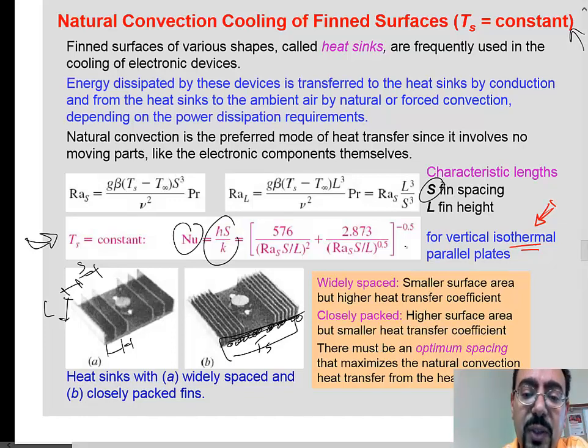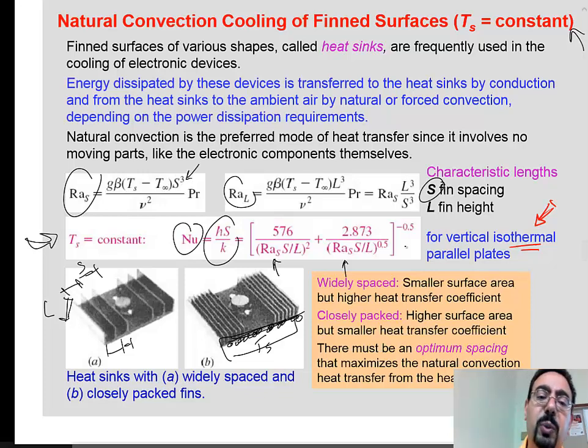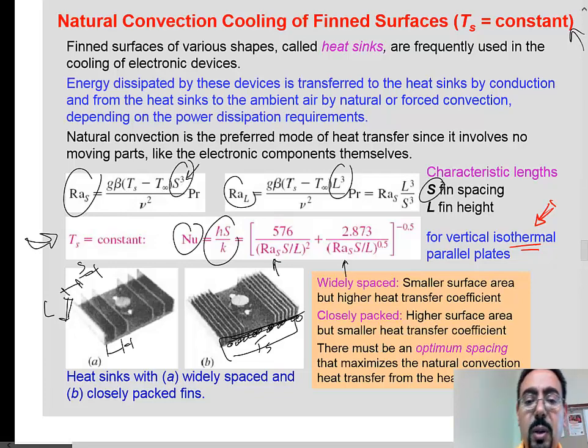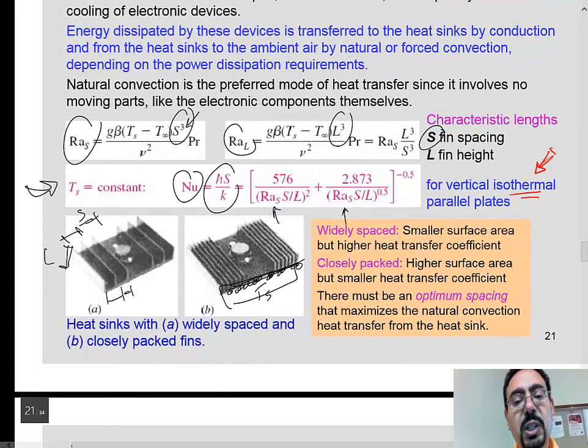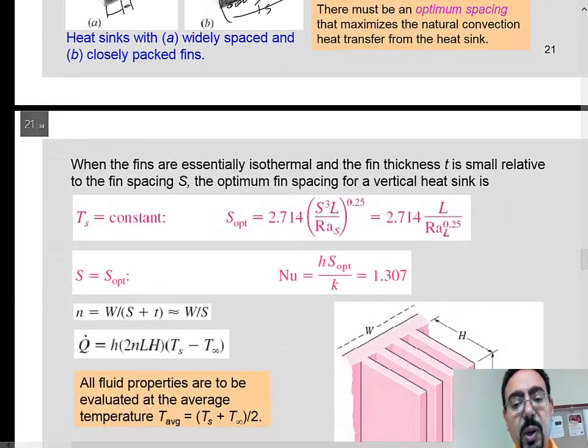The Nusselt number is 576 over Rayleigh squared, plus another term in Rayleigh. That's really based on S, so it's the Rayleigh number, but the length scale is the spacing, right? There is also one based on, rather than the spacing, the length or the height of the fin. The difference between them is that rather than S cubed, you have L cubed. So anyway, you will use this equation to calculate the Nusselt number, right?